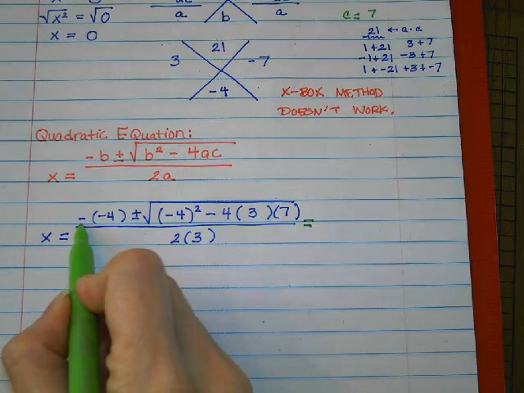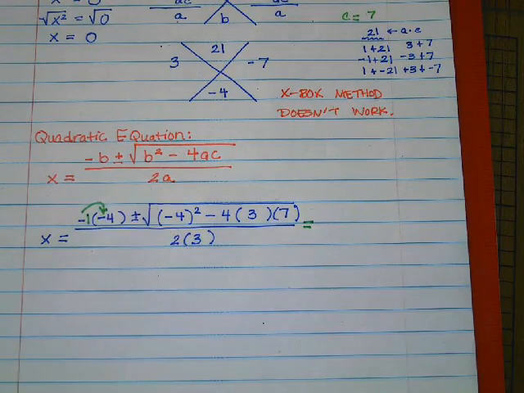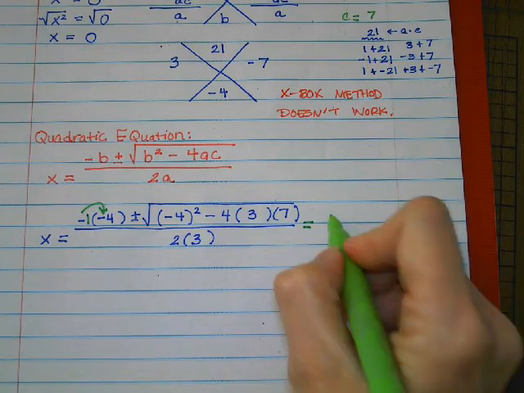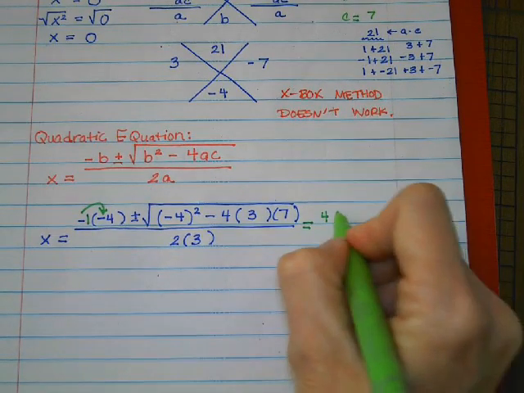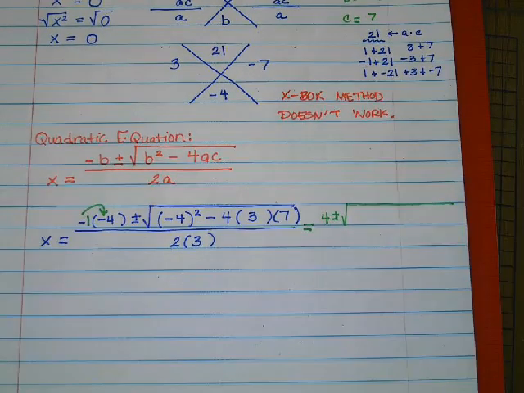So we get a negative. It's like a negative 1 you don't see, using distributive property. Negative 1 times negative 4, positive 4. Then we have our plus or minus. And again, we're not going to completely simplify. We just want to do one part at a time.